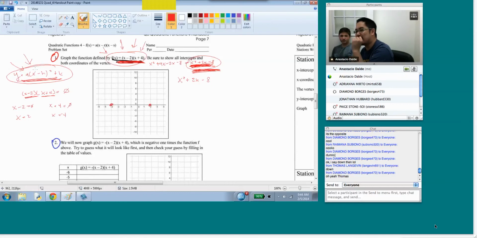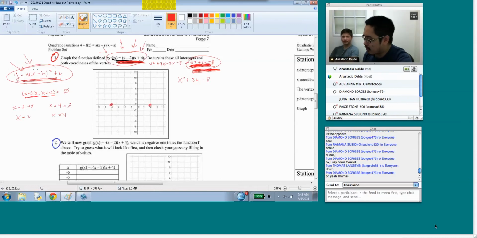But there's one way we can definitely check, and that's to find where the vertex is. Because remember, the vertex is the pointy part of the parabola, the part where it's the highest or the lowest, depending on how it opens, of course. So let's try figuring that out.